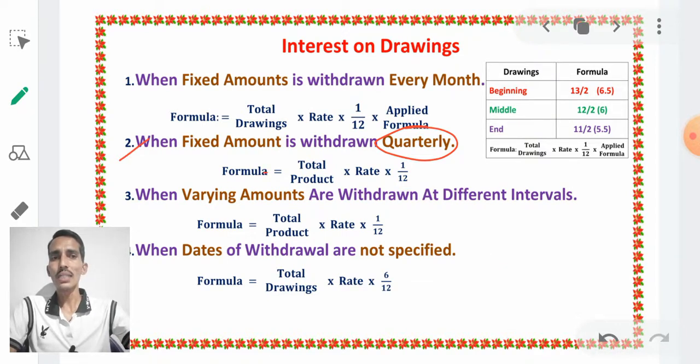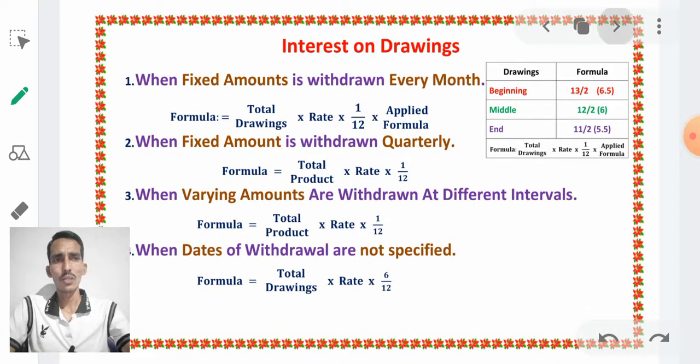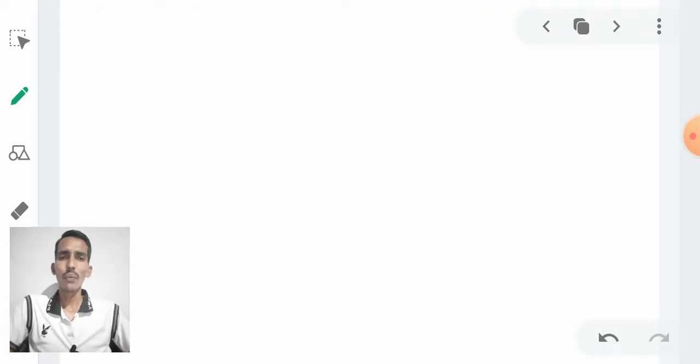When a fixed amount is withdrawn quarterly, just observe the formula here. In monthly drawings there is total drawings in the formula, but in the quarterly method there is a total product, right? Okay, we will see now about when a fixed amount is withdrawn quarterly.